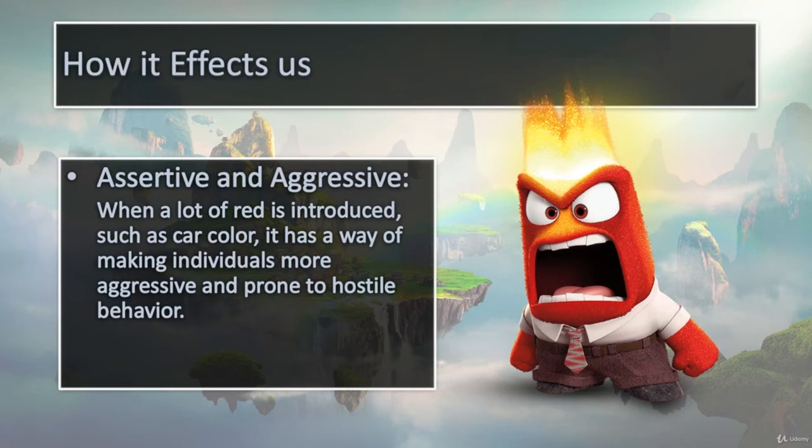Now, it's assertive and aggressive. When a lot of red is introduced, such as a car color, it has a way of making individuals more aggressive and prone to hostile behavior. There are studies that prove that red does have some sort of underlying effect towards the amount of speed you're going. Recent studies have also shown that there's maybe not as strong a correlation as one would have believed, but all to say, red does make us behave in a way that is way more aggressive than, let's say, blue would.